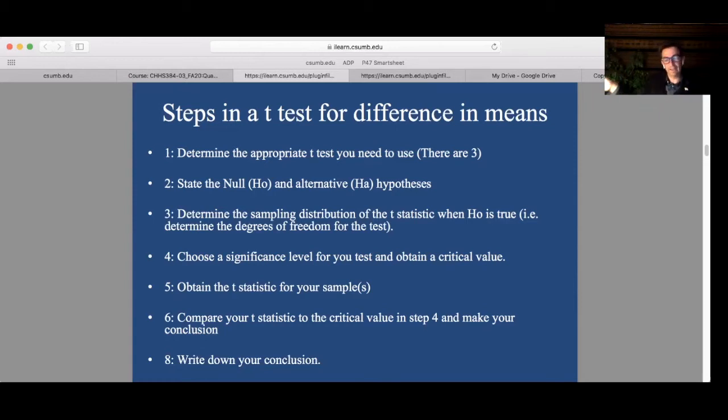And from that sampling distribution, we're going to choose a significance level and a critical value, critical t. This is some value that we're going to say is pretty rare if we're sampling from a population where there is no difference. We're going to choose this pretty rare value, one that we would get less than 5% of the time. And then we're going to compare it to our own value that we calculate in step 5.